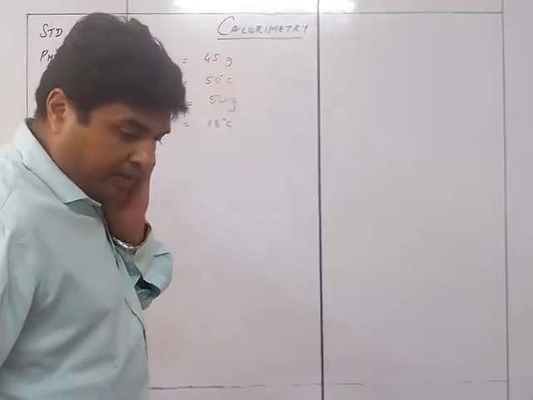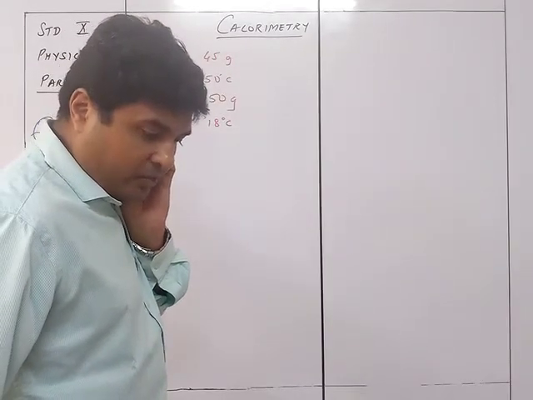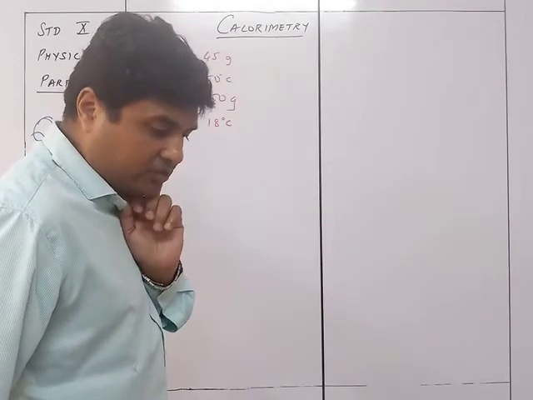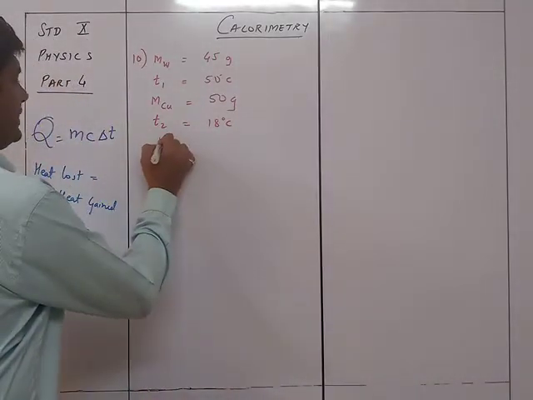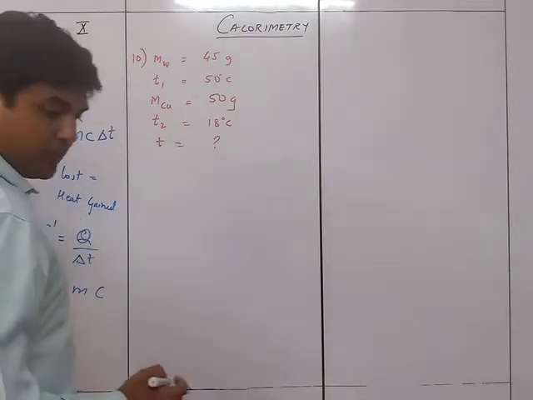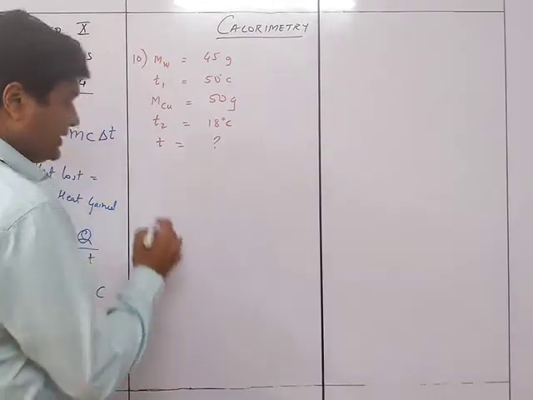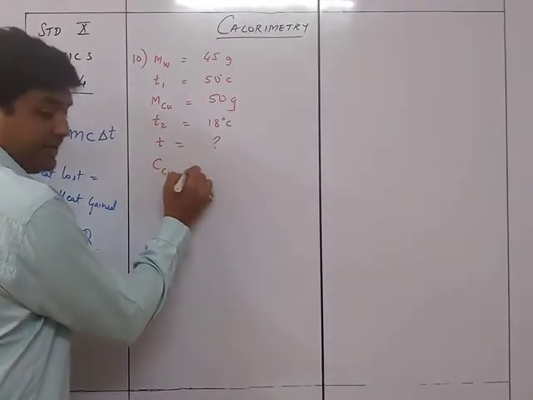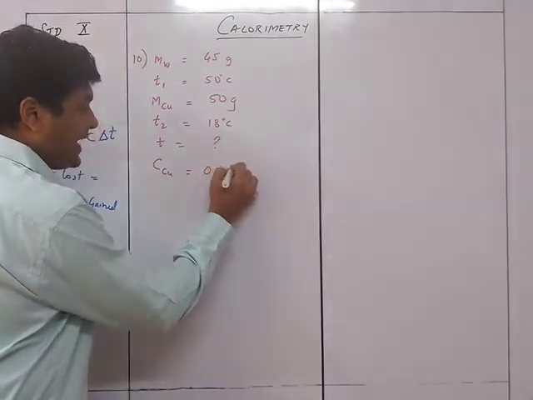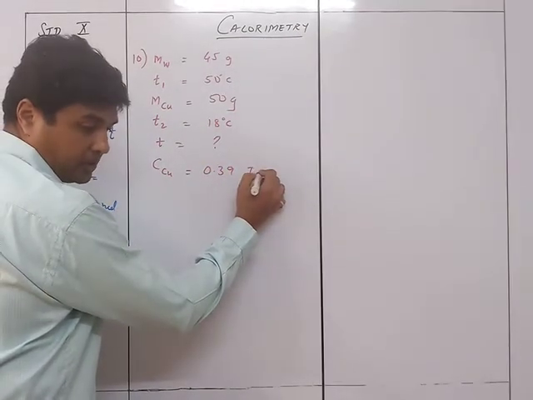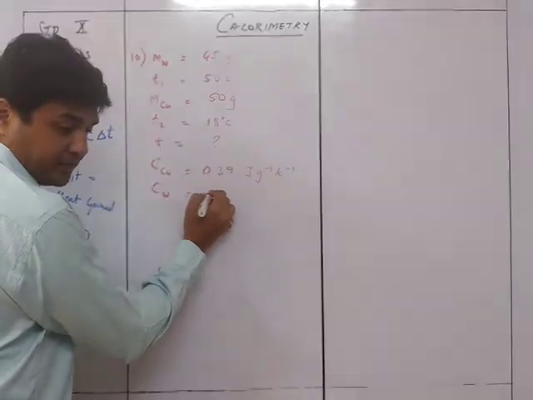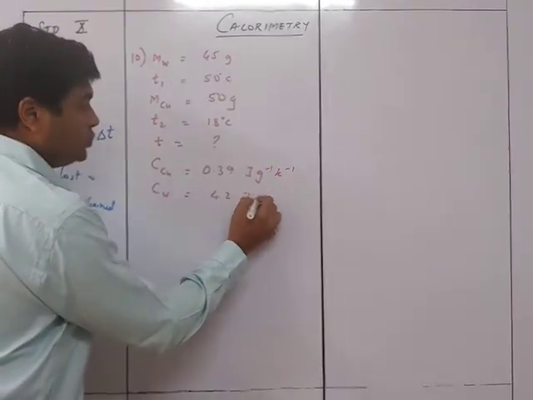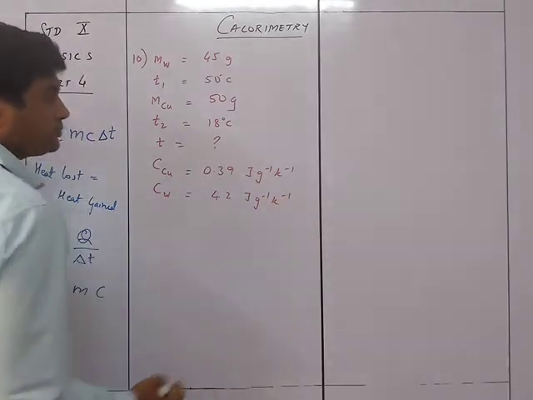The content is stirred and the final constant temperature is reached. Calculate the final temperature. You need to find out the final temperature T over here. They are given the specific capacity, so C of Cu is equal to 0.39 joule per gram per Kelvin, and C of water is given as 4.2 joule per gram per Kelvin.